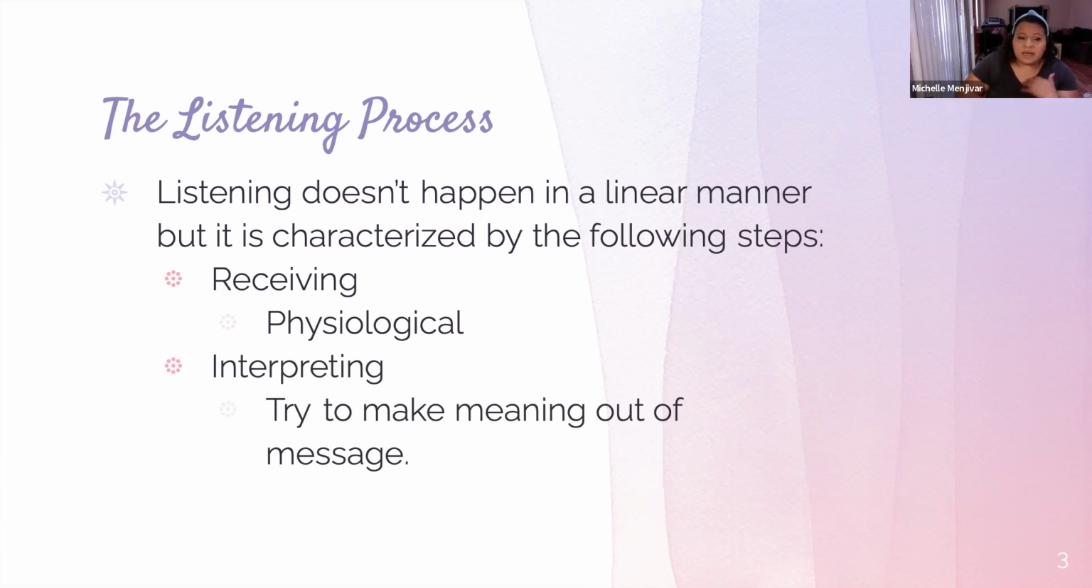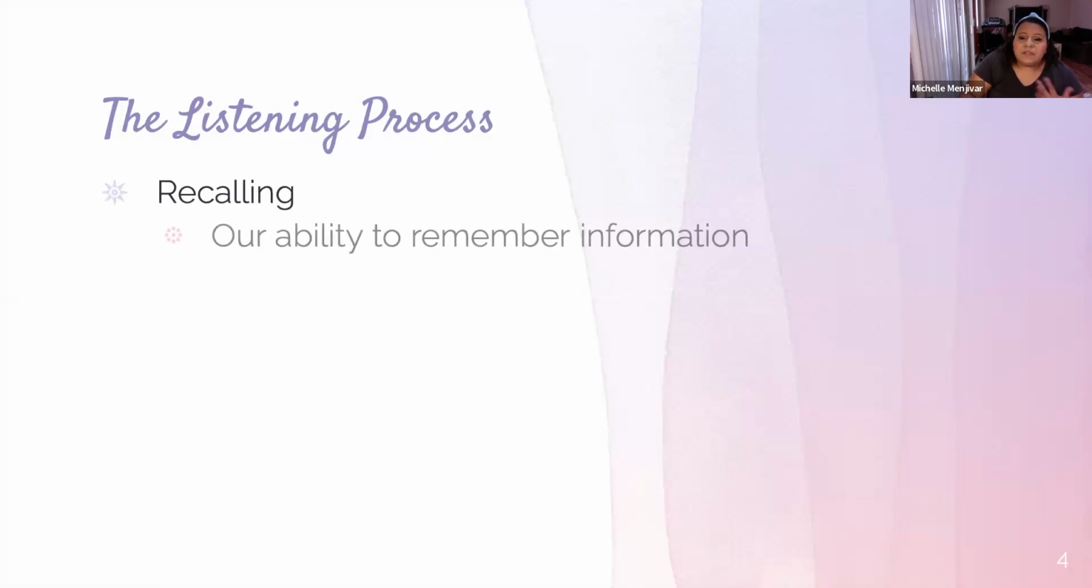Then we move on to the following step, which is interpreting, where you're trying to make meaning out of the message. So for example, let's say that a friend is getting your attention. They finally got your attention and they're telling you about their day. This is how you're piecing together the story that they're telling you, making sense of the information you are receiving. So that's the second step. The third step is recalling.